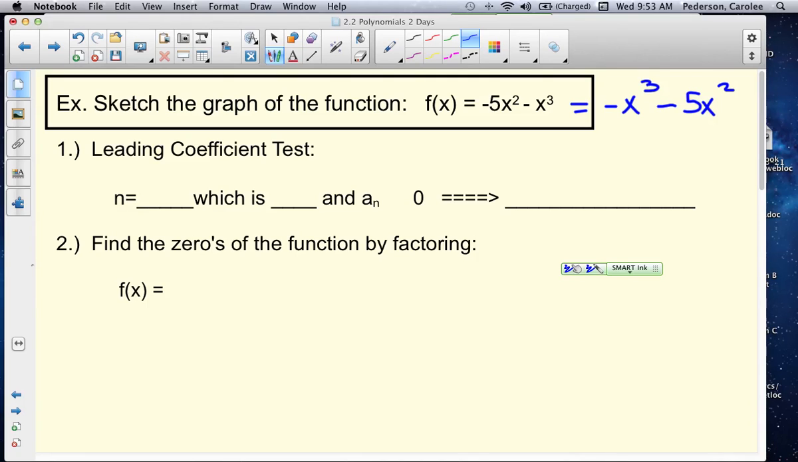What did you say for the degree? What is the value of the degree? 3. Is it even or odd? Odd. And the leading coefficient, is it positive or negative? It's a negative 1. So what does that mean for my end behavior? What will the graph do on the ends?